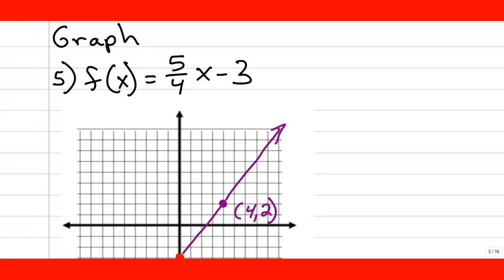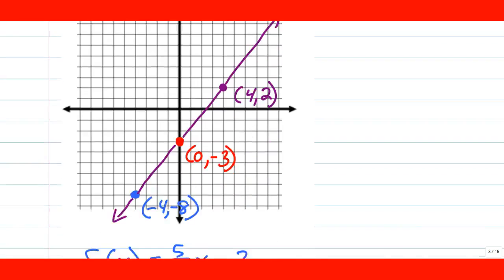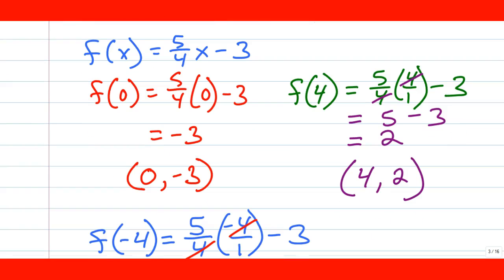Intermediate Algebra, Mid-Course Assessment, Questions 5 and 6. In this problem, we're told in the instructions to graph. In number 5, we're given the function f(x) equals 5 over 4 x minus 3. To graph this equation, what we're going to do is find 3 points to graph the line.